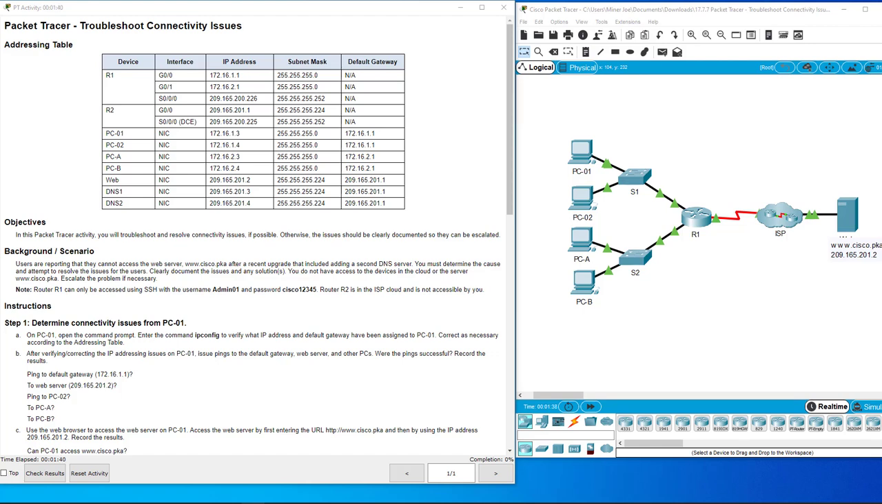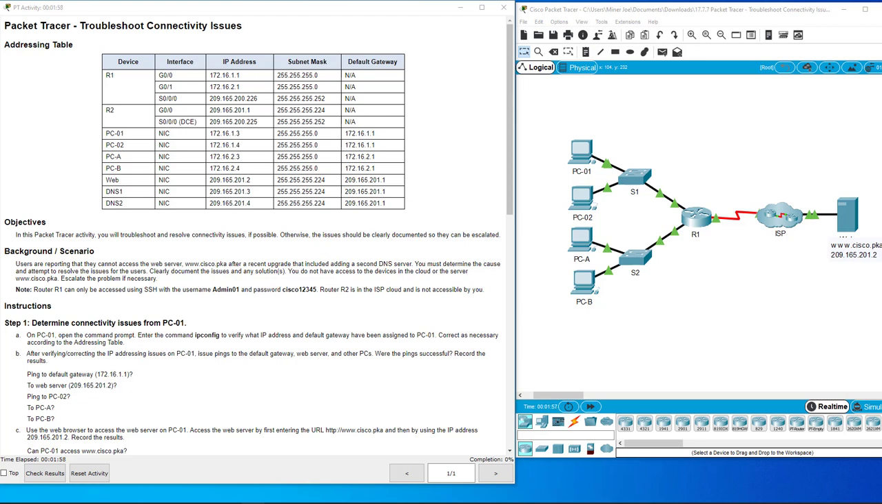This is CIT 1121, Packet Tracer 1777. This is a pretty cool Packet Tracer. If you like mysteries, there is a problem on this network and you have to find it. Actually, there are 3 problems on this network and you have to find all of them. So we'll go through this.